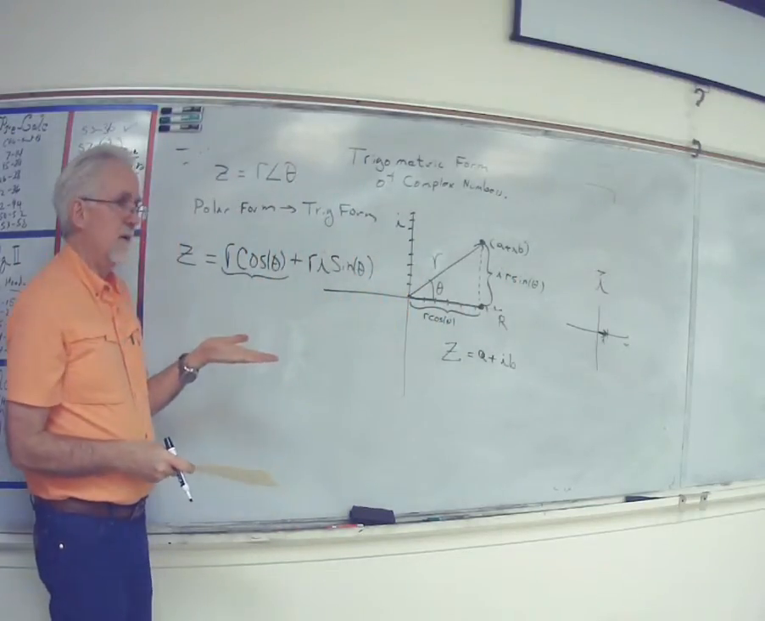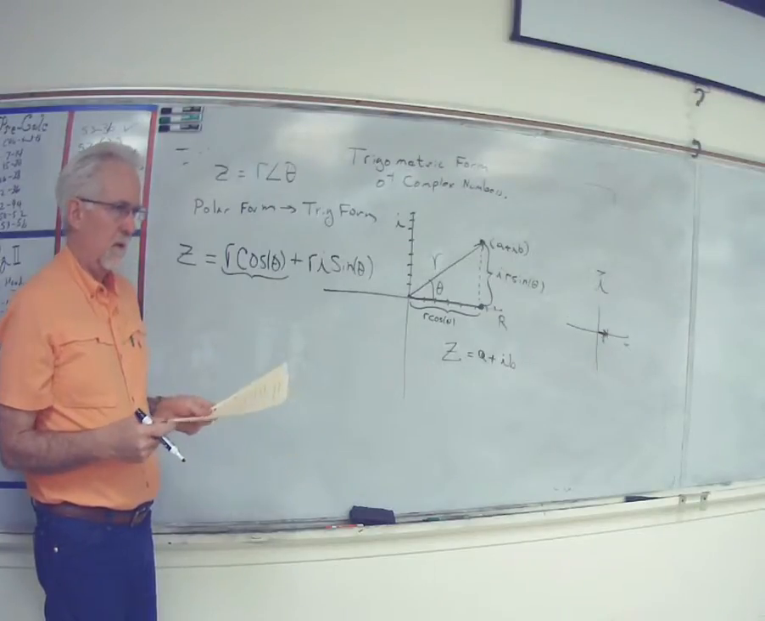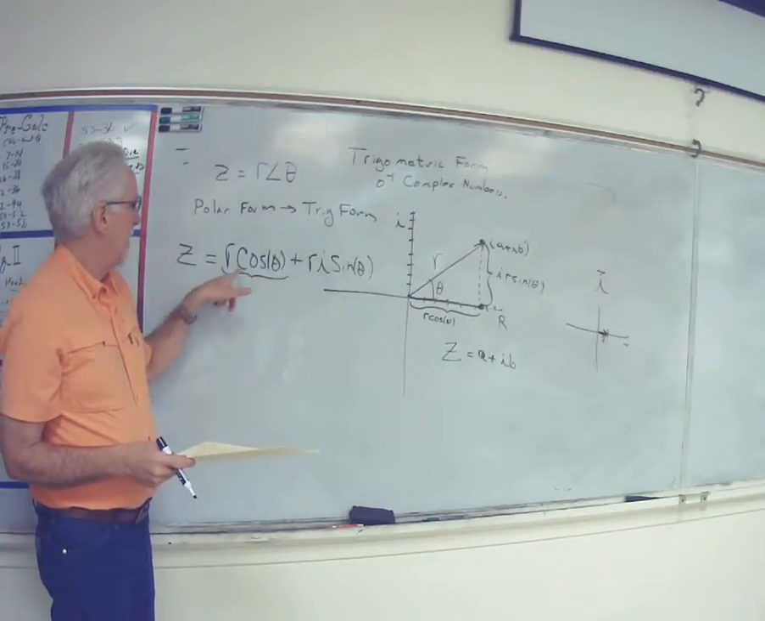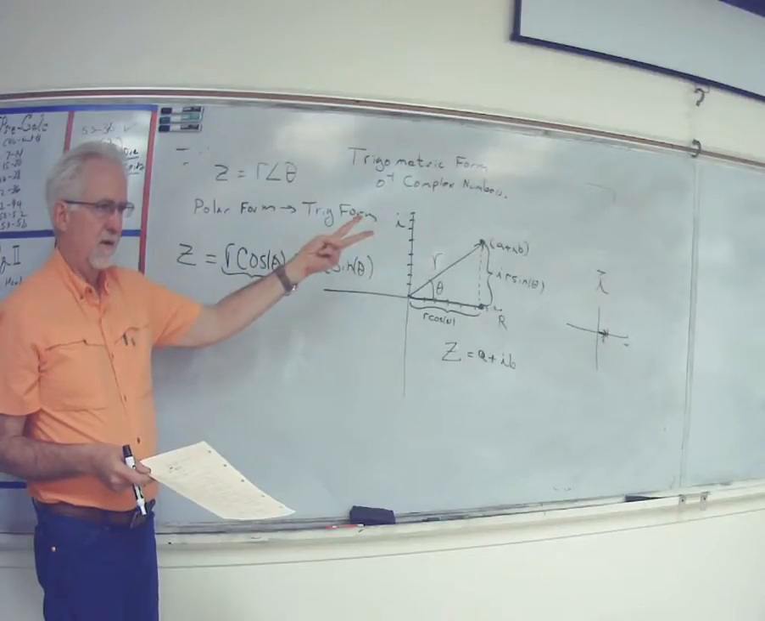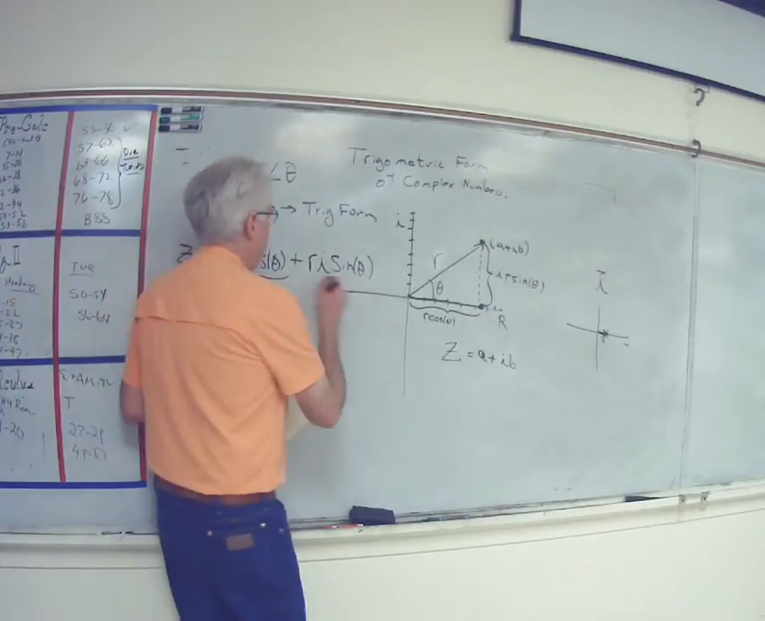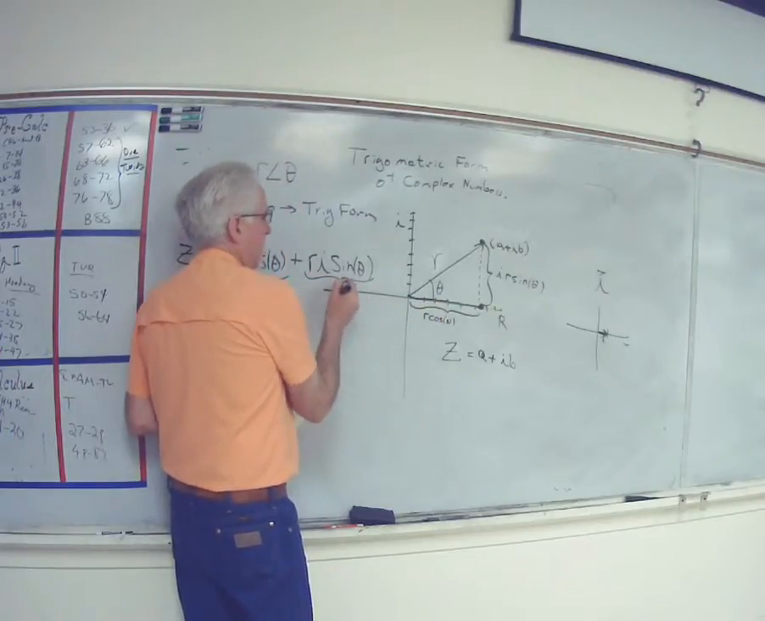You don't actually put the I in it, well, you do here. Because now I have a complex number, which has a real part and an imaginary part. This is the real part, and this is the imaginary part.